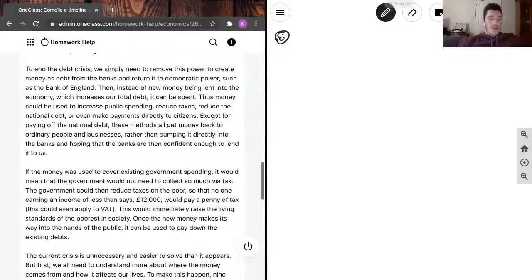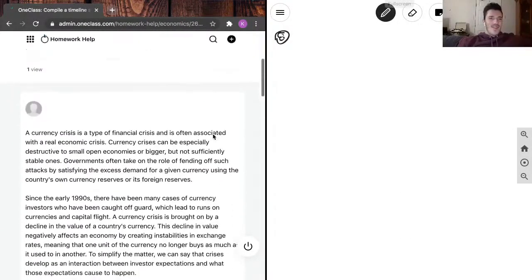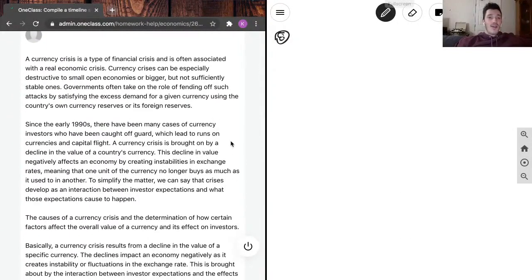And it looks like our junior tutor has come up with a very in-depth answer here, which is exciting stuff. So they said that a currency crisis is a type of financial crisis and is often associated with a real economic crisis. Currency crises can be especially destructive to small open economies or bigger but not sufficiently stable ones. Governments often take on the role of fending off such attacks by satisfying the excess demand for a given currency using the country's own currency reserves or its foreign reserves. This is why a lot of Europe uses the euro and not individual currencies for each government.